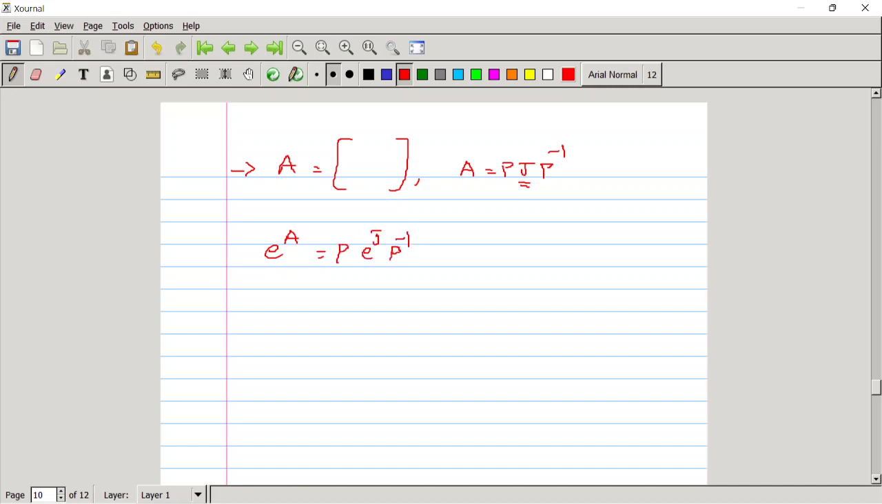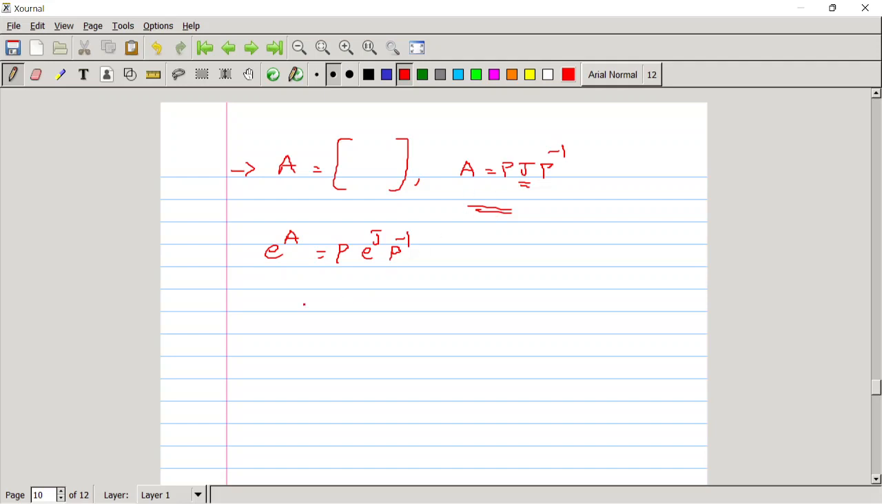For e power j it is easy to calculate than for other matrices. If A is difficult to calculate a cube, a power 4 and so on, then we will use this process to calculate e power j. From that we just multiply P e power j P inverse, then we get the matrix e power a. If A is given in some simpler form, then we can directly calculate a square, a cube and so on. Of course, in this method also we have to calculate j square, j cube, j power 4 and all. But when A is difficult, we get a simpler matrix J, then we will use this method.